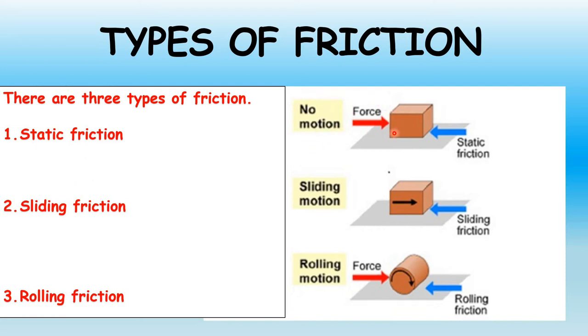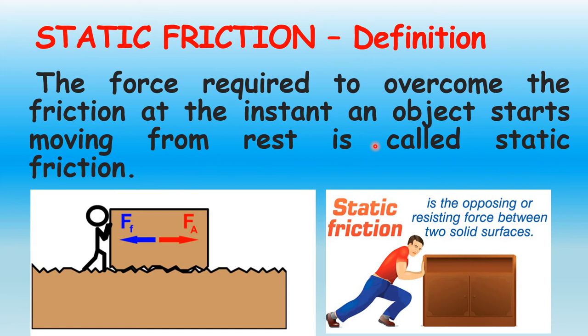That is why here it is written no motion. But the force is there. You are applying a force. That is the condition for the application of static friction. You should apply a force, but the object will not move. When there is no motion and when we are applying a force, static friction comes into action. Then the definition of static friction: the force required to overcome the friction at the instant an object starts moving from rest is called static friction.